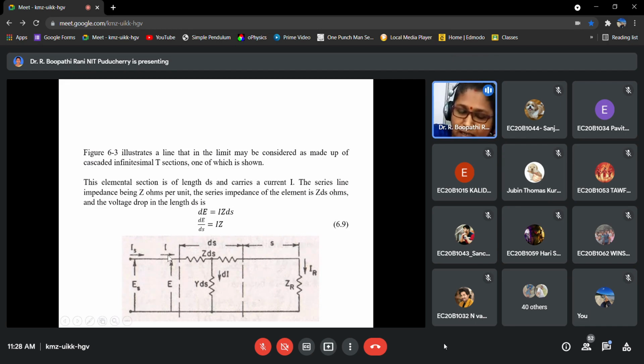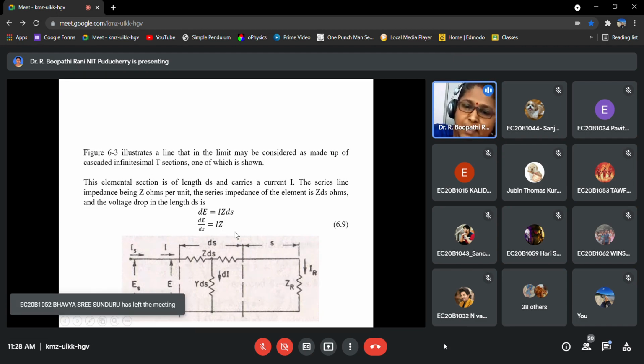So DE equal to, voltage is IR. What is the current? Current is I. What is R here? ZDS. So DE equal to IZDS. Then we can bring this DS to the LHS. So DE by DS equal to IZ. So this is one equation.